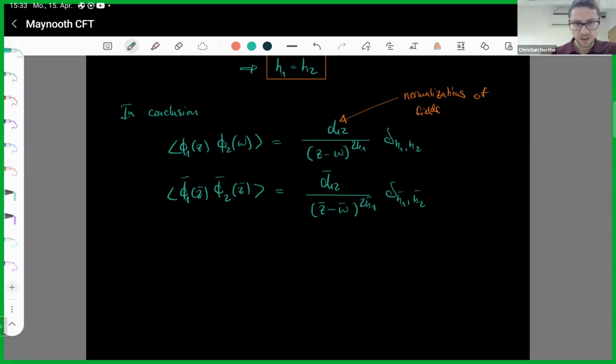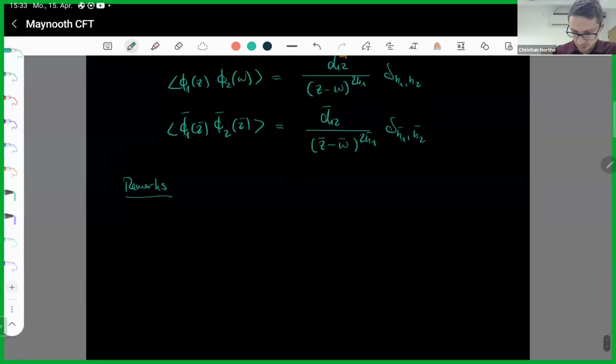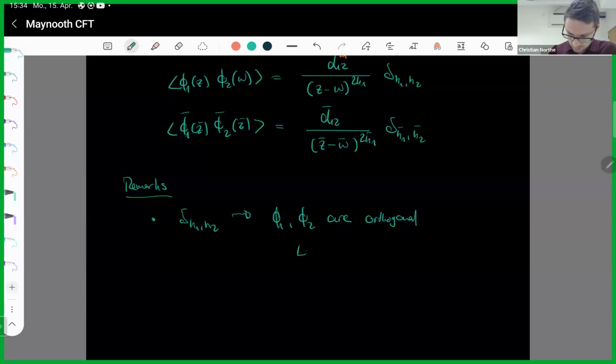Okay, some remarks. First remark, we're going to see this in a bit. Delta 1, 2, this contribution means that phi 1 and phi 2 are orthogonal, in a way that is going to be made more precise in a minute, once we talk about states. See below.